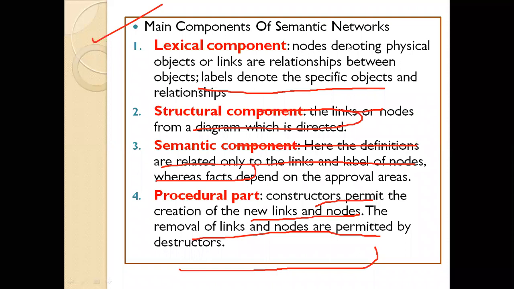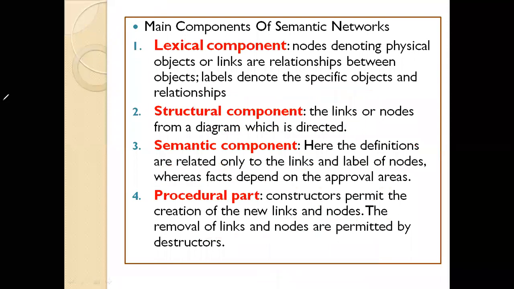Now the main important thing is that you have to know what the main components of semantic networks are, and that may be asked in the examination. So let's discuss each of them. The first component of a semantic network is the lexical component. Nodes denote physical objects, links are relationships between objects, and labels denote the specific objects and relationships. So what does a node mean in a semantic network? Nodes denote physical objects and links are relationships between them, and the labels denote the specific objects and relationships. These are the lexical components. You know the term lexical.